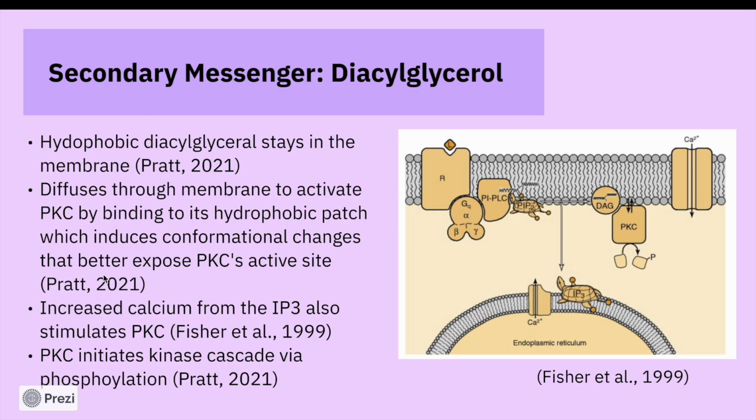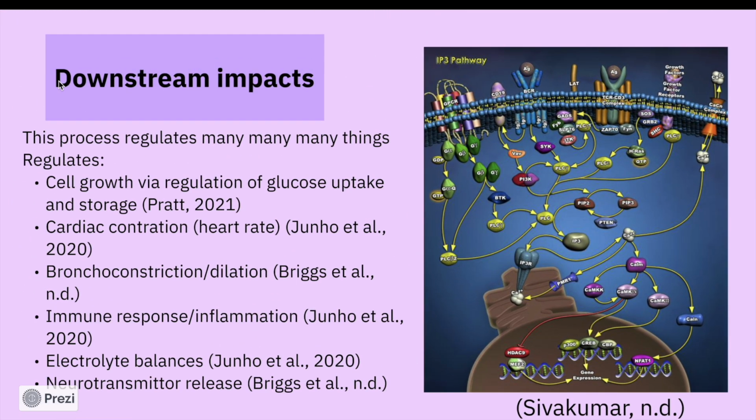And I also wanted to note that increased calcium from the IP3 down here is also going to help stimulate the PKC. So they're both working together in this pathway. They're not completely independent, and they build on each other. So what are the downstream impacts of this pathway? So this process regulates many things, and that's mainly due to the calmodulin component of it.